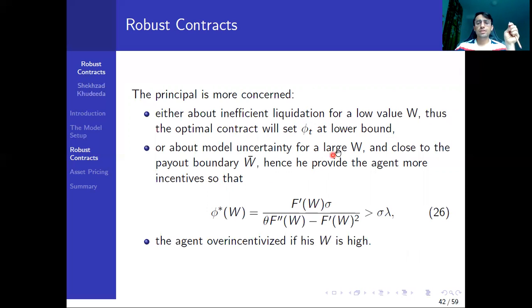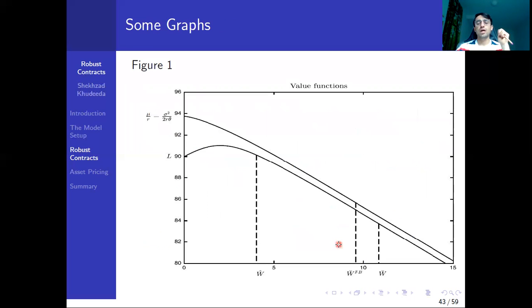And for a larger continuation value, closer to the payout boundary, the principal is more concerned about the model uncertainty. In this case, he provides the agent more incentives so that this condition is satisfied. And we see from this that the agent is over-incentivized if his continuation value is high. Now we have some graphs.